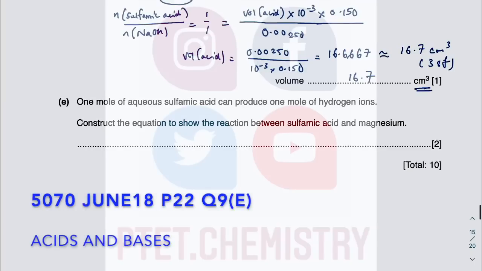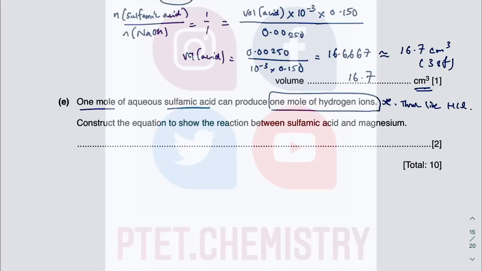Okay. So now they tell you 1 mole of the sulfuric acid gives you 1 mole of hydrogen ions. So you can think of it like HCl. 1 mole of HCl gives you 1 mole of H plus as well, right? So let's think about this. If I have HCl, when I react with magnesium, I will get MgCl2 and I'll get H2, and I'll need 2 of it. Okay. So now I put in this as sulfuric acid.